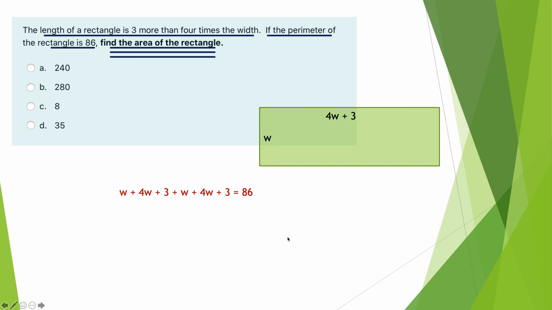As you look at this, this is a same side, same operation situation. 10W plus 6 is 86. Subtract 6 from both sides, I get 10W is 80. Dividing by 10, I get W is 8.